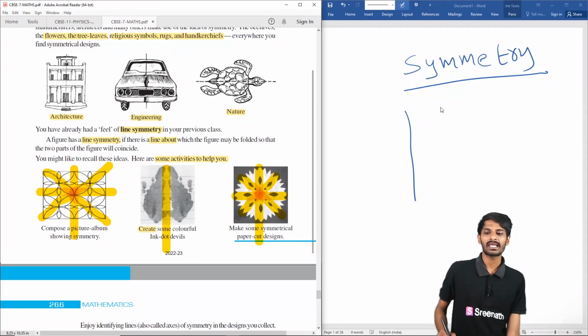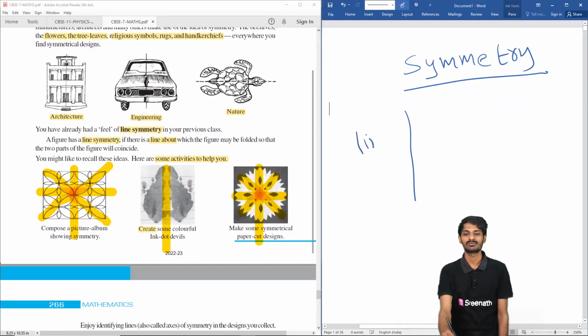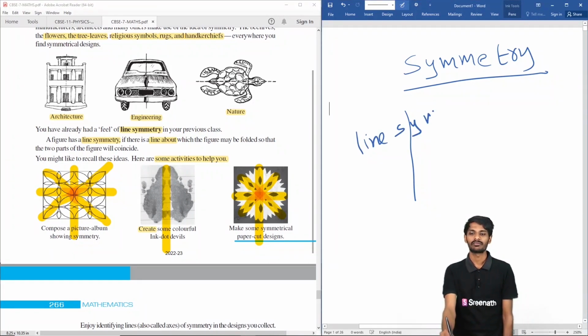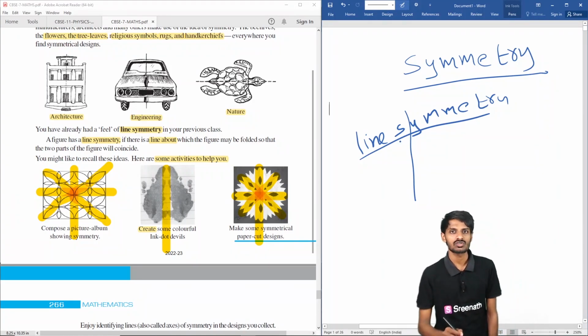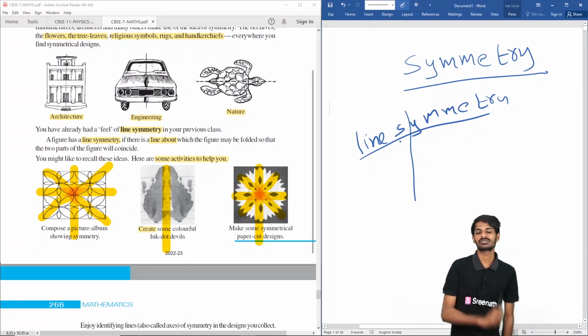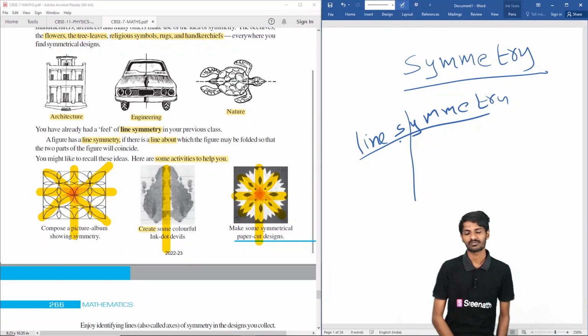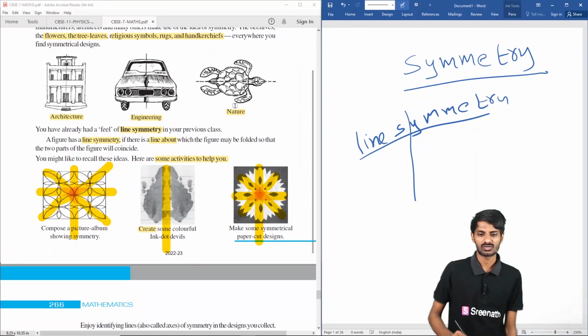So once again, I'm reminding you what is meant by line symmetry. You draw a line, and if you fold along that line, then both portions of it exactly look the same. So it is called symmetry, students. That is the beautiful case here.